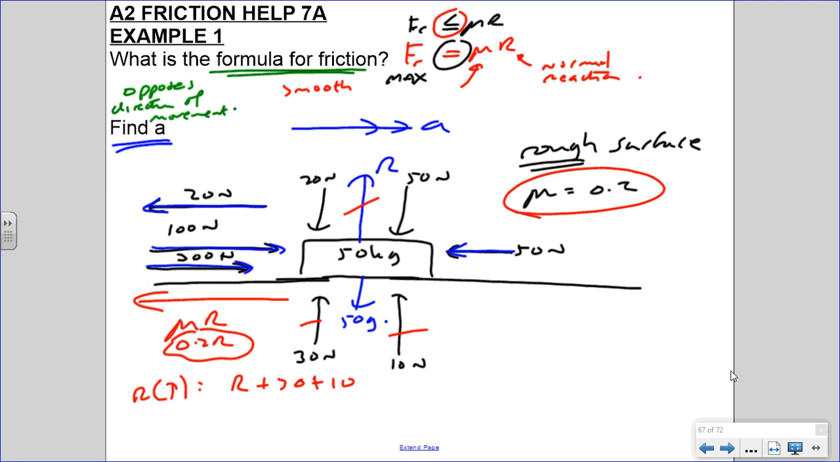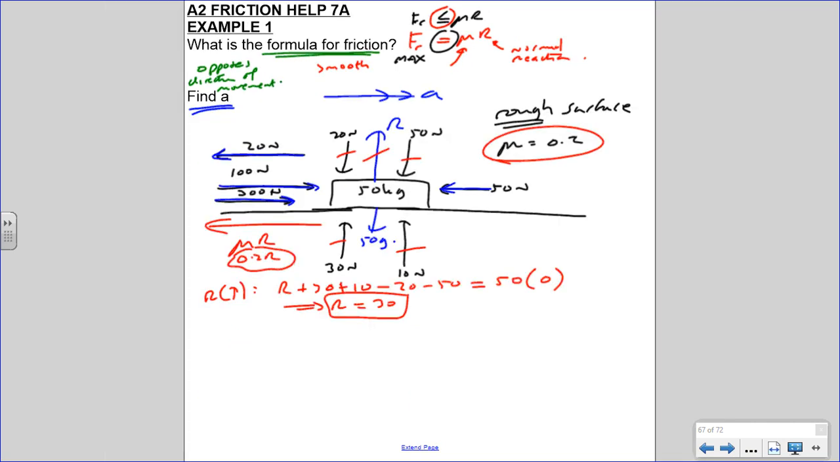And what have we got going down opposing it? So we've got minus 20 and we've got minus 50 equals mass times acceleration. The mass was 50 and the acceleration is 0 because it's not accelerating up and down. It's not bouncing up and down, is it? So therefore we can find what R is. R must be 30 plus 10 minus 20 minus 50. So it's going to be 30 newtons, okay?